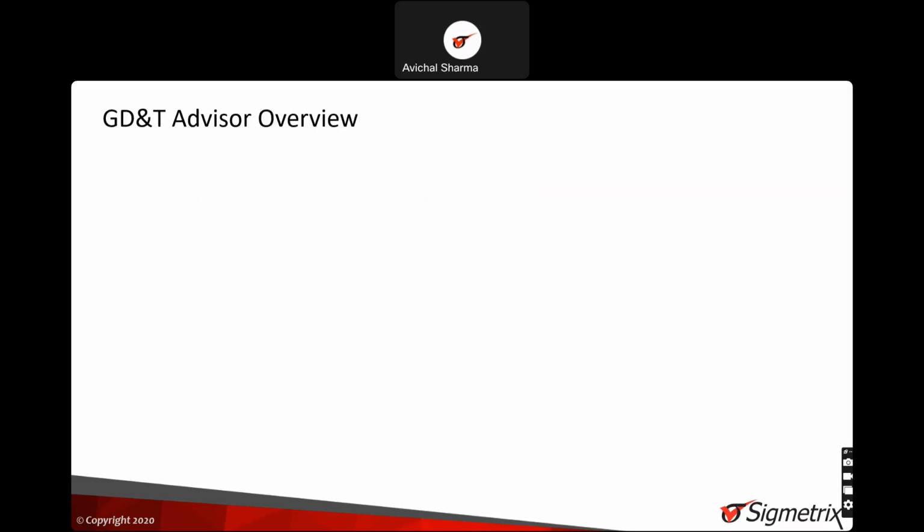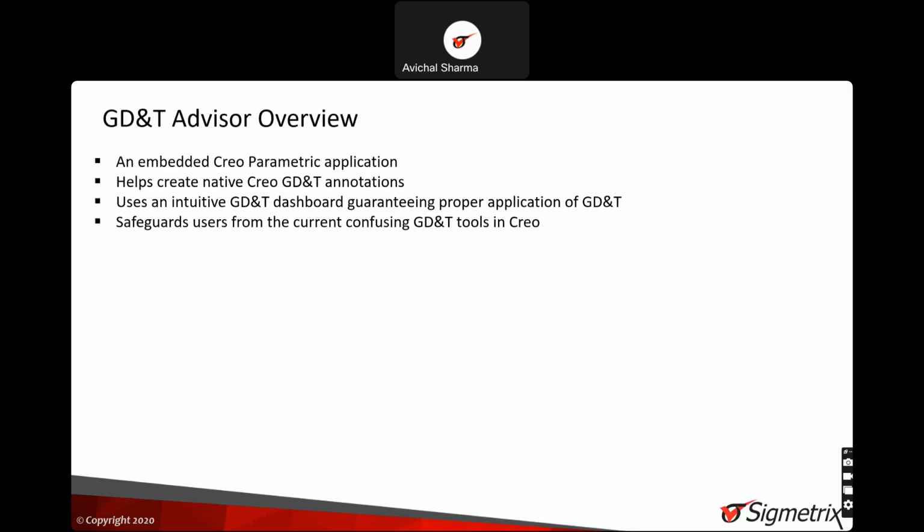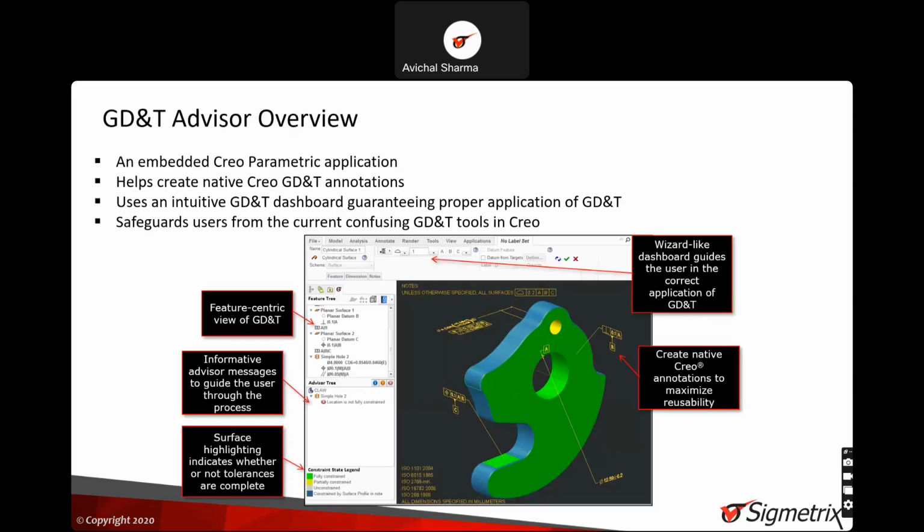Now with GD&T Advisor, which is basically an add-on module within Creo, you can apply GD&T directly on the 3D data. The interface which you can see right now on the screen is provided to the user to give him a guided workflow so that he can apply GD&T more accurately. The basic problem of implementing GD&T is that people make mistakes. They may select a wrong symbol, or they may select a wrong surface while applying the GD&T annotation.